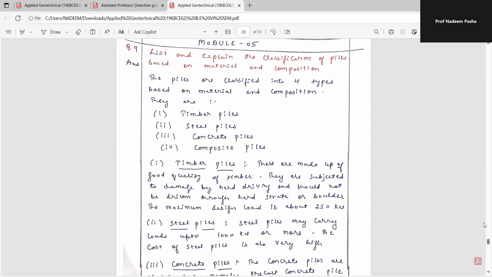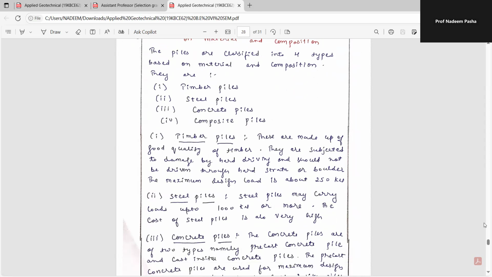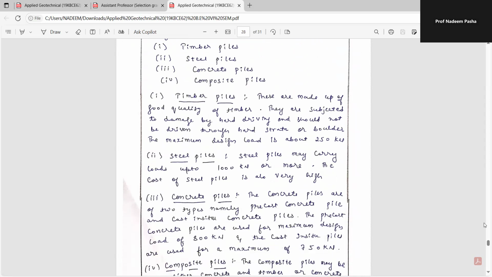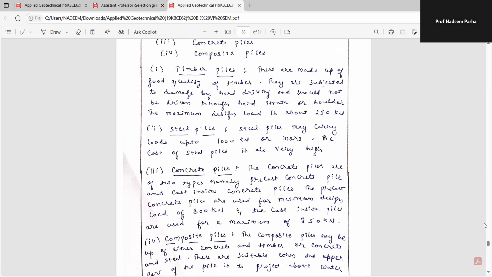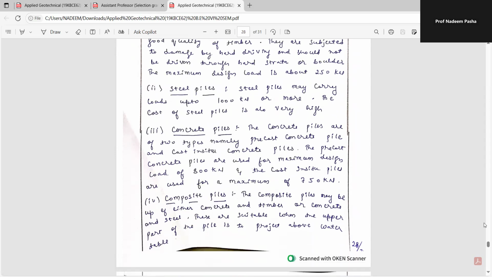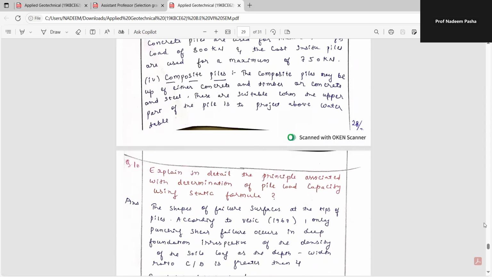Steel piles. Steel piles may carry loads up to 1,000 kilonewton or more. The cost of steel piles is also very high. Concrete piles. The concrete piles are of two types, namely precast concrete piles and cast in situ concrete piles. The precast concrete piles are used for a maximum design load of 800 kN, and cast in situ piles are designed for a maximum of 750 kN. Next come composite piles. The composite piles may be of either concrete and timber or concrete and steel. These are suitable when the upper part of the pile projects above the water table.